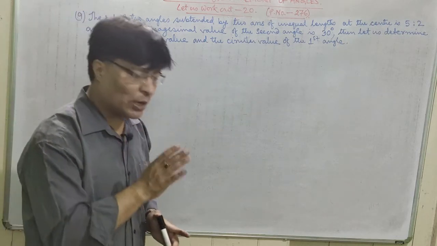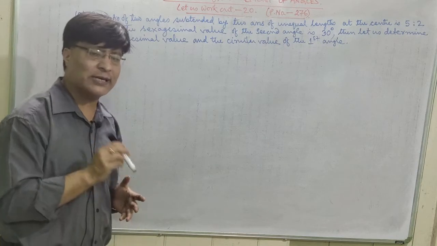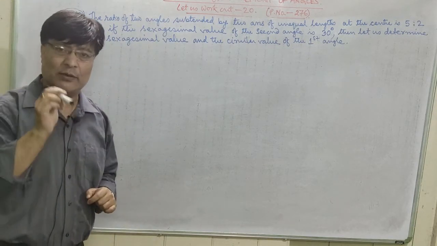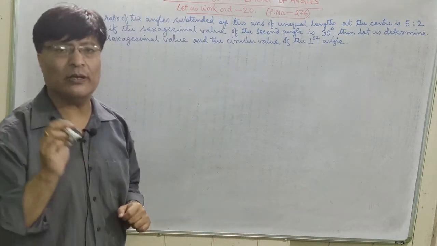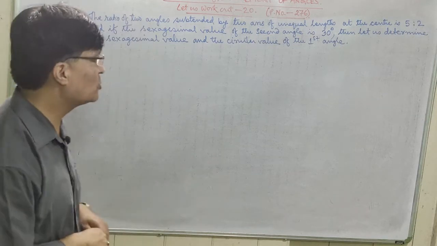Okay, so now what is given again here? If the sexagesimal value of the second angle is 30 degree, you have to find out the first angle both in sexagesimal value and in the circular value. So I think you have understood the question. So let us do this question now.